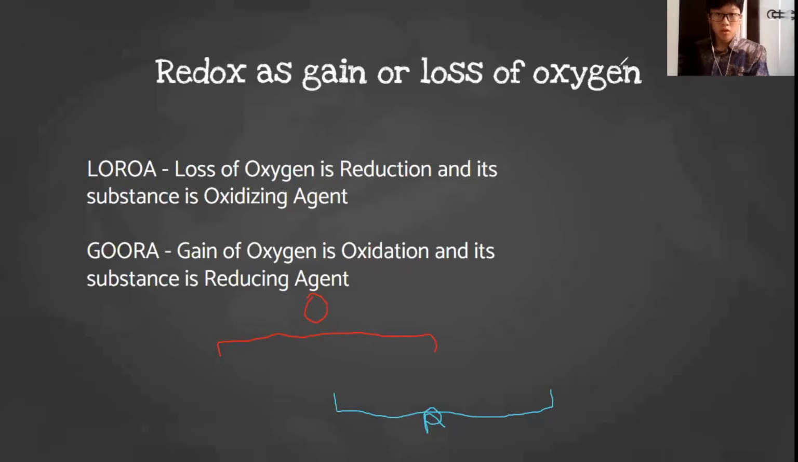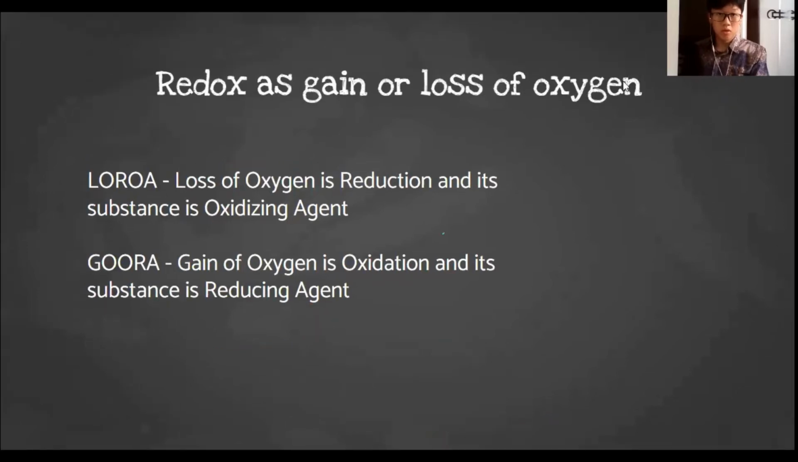The second one is the redox as gain or loss of oxygen. Now, there are also two acronyms to help. So the first one is LoRa, which is simply loss of oxygen is reduction, and its substance is the oxidizing agent. And for the second one, gain of oxygen is oxidation, and its substance is called the reducing agent.